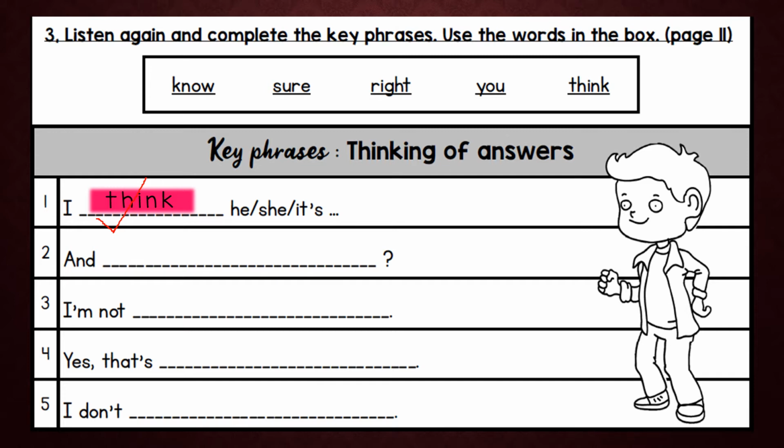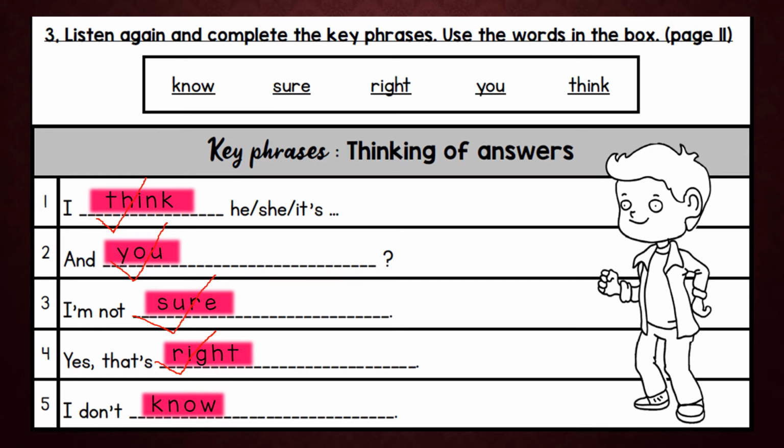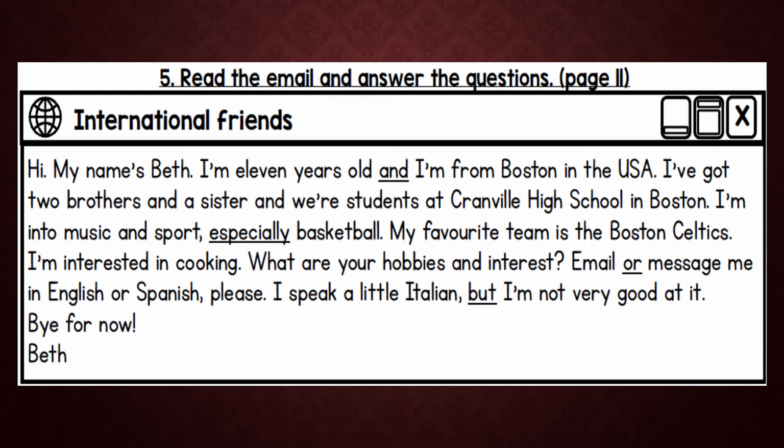Number 2, and you. And you. Another tick if you have this correct. Number 3, I'm not sure. I'm not sure. Another tick if you have this correct. Number 4, yes, that's right. Yes, that's right. Another tick if you have this correct. And the last one, number 5, I don't know. I don't know. Another tick if you have this correct. Well done, everyone. Let's continue with our handouts.